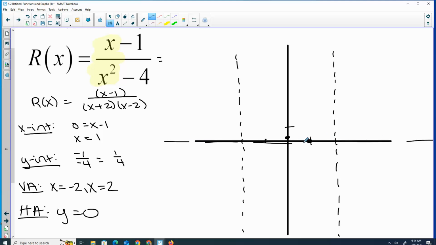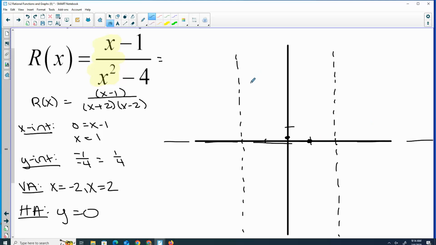That might seem kind of concerning because we have a point there, but it's actually okay. Sometimes the middle of your graph might cross over your horizontal or oblique asymptotes. It'll never cross a vertical one, though. All right.